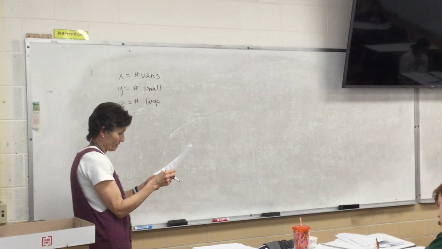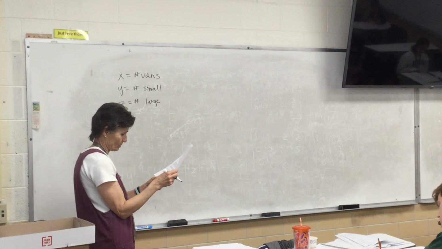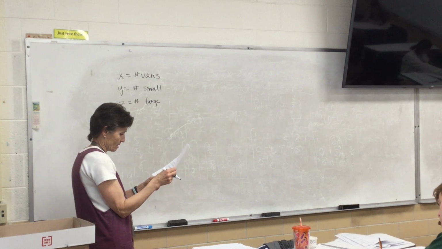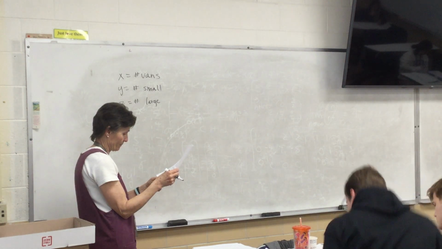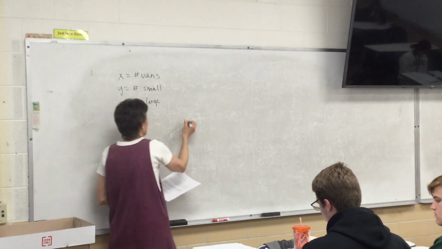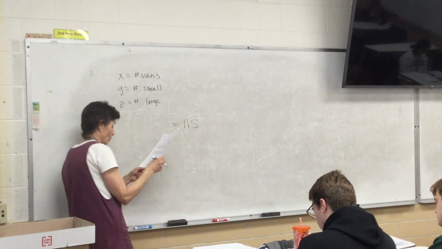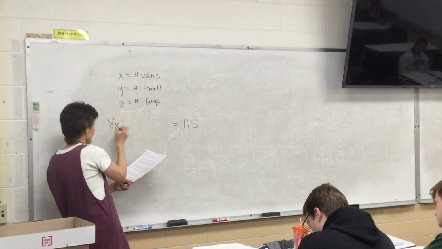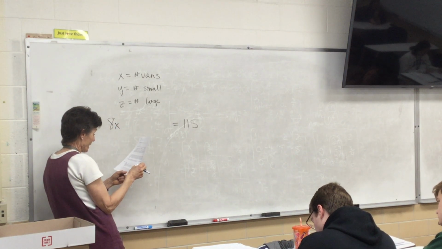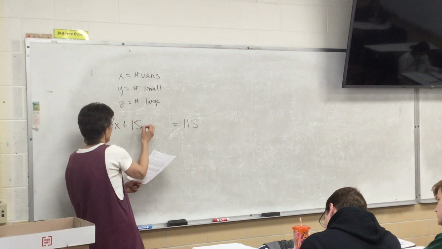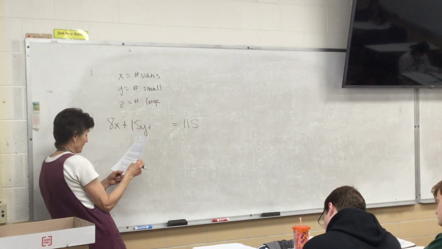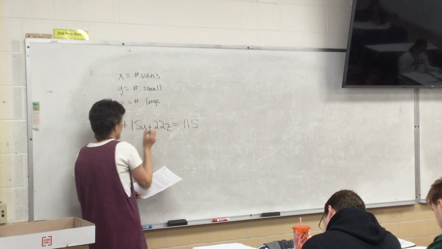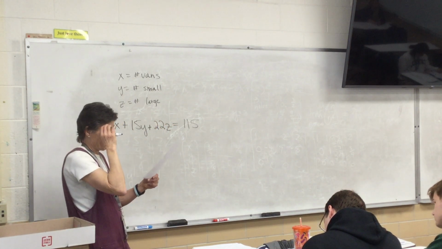All right, how many, I need to have 115 portables. Okay, so 115 portables have to be carried by these things. So I can get 8 on every X. I can get 15 on every Y. And I can get 22 on every Z. So that will take care of my portable TVs.